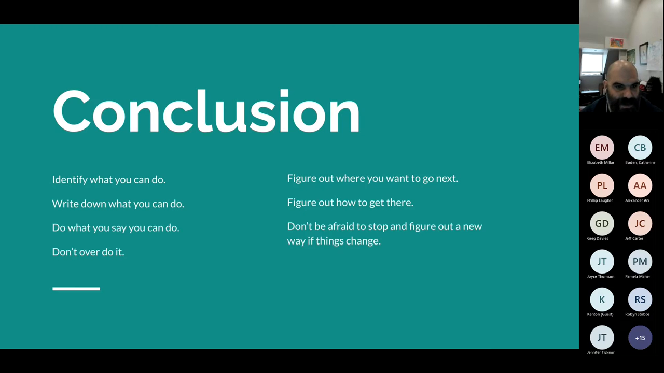And then a little bit of a conclusion here. My lessons learned on how to do this, if you're doing a digital preservation program: identify what you can do, write down what you can do, do what you say you can do. Don't overdo it. It's a big thing. Figure out where you want to go next. Figure out how you want to get there. And don't be afraid to stop and figure out a new way if things change. And another thing is just reach out and talk to people. And that's it. I can open it up for questions, comments or anything like that, discussions.